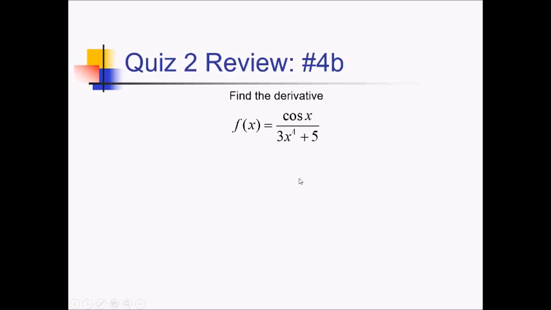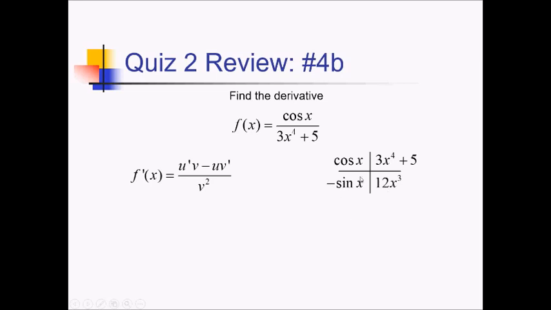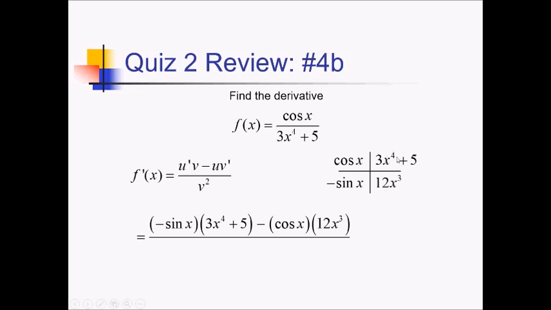On this problem, we're going to need the quotient rule for taking the derivative. So u prime v minus uv prime over v squared. Here's our box and ribbon to organize stuff. We've got our numerator, cosine of x, denominator over here, 3x to the 4th plus 5. Derivatives of those, cosine's derivative is negative sine of x, and then this will be 12x to the 3rd. So using the ribbon to put it all together, we've got negative sine of x times 3x to the 4th plus 5, minus cosine of x times 12x cubed, all over 3x to the 4th plus 5 quantity squared.